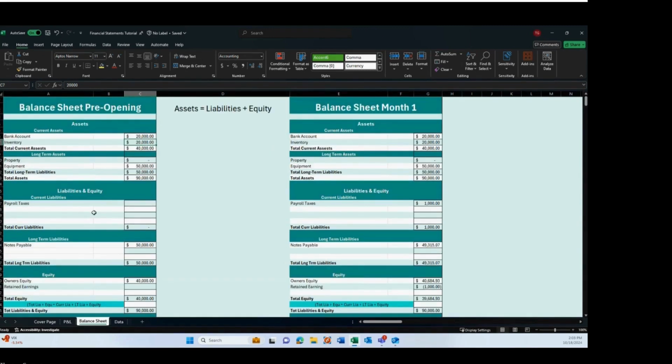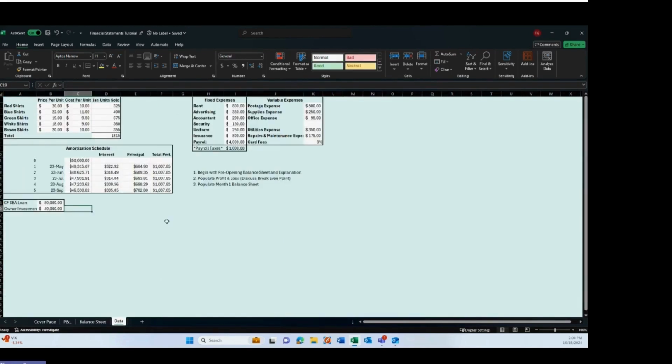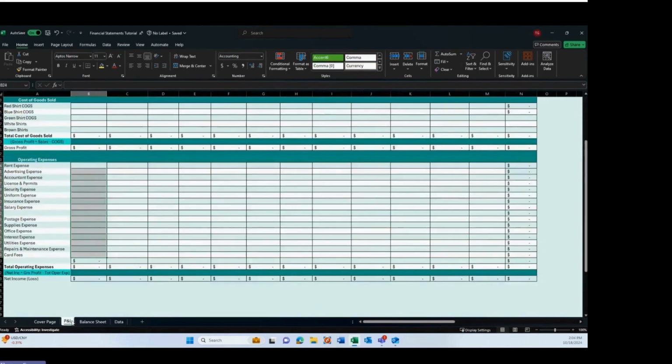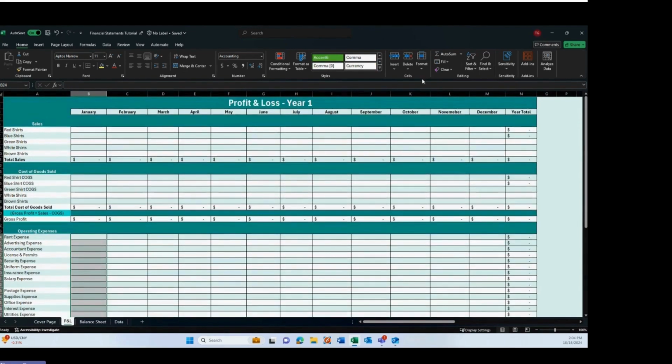So next, we're going to look at the data. Now, this is a list of data that I've compiled that is going to represent the company's revenue and expenses over its first month of operations. So what we need to do is transfer this data onto our profit and loss sheet. That is going to be the first step. So go back over, take a look at our profit and loss sheet. We'll start at the top.